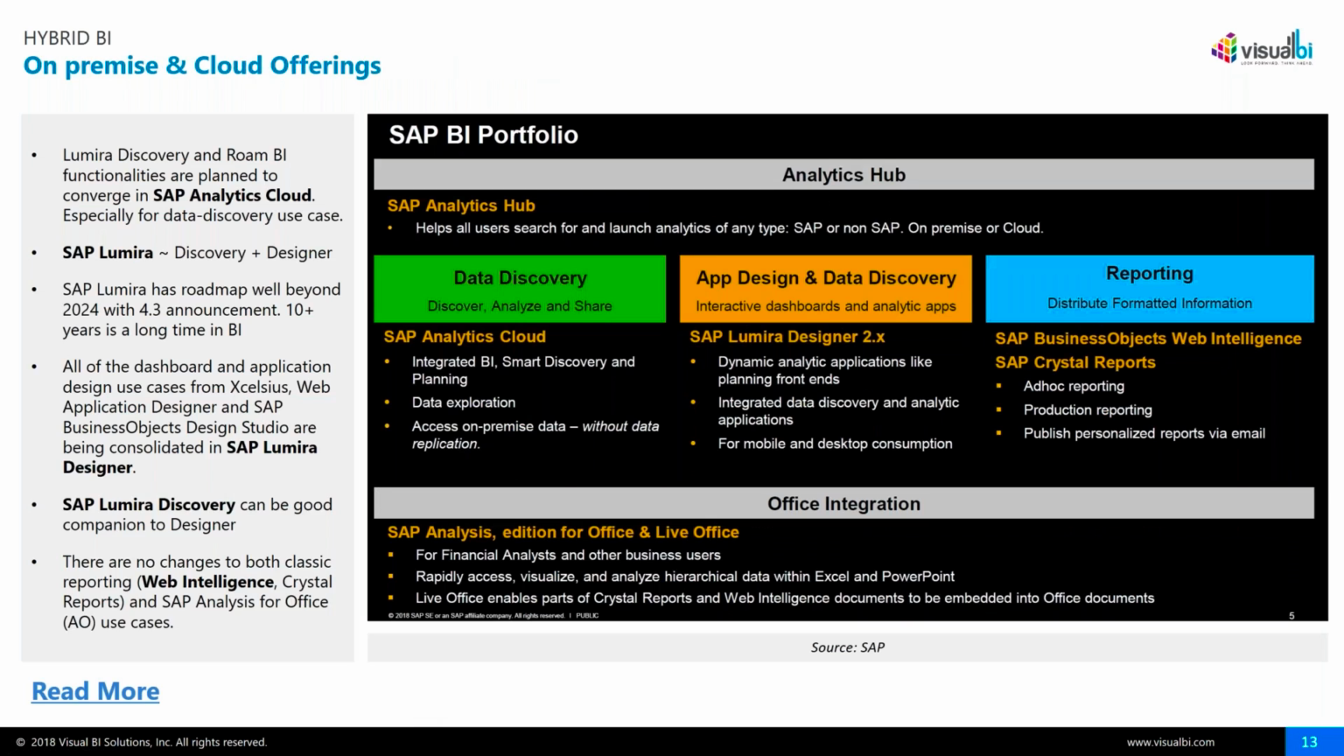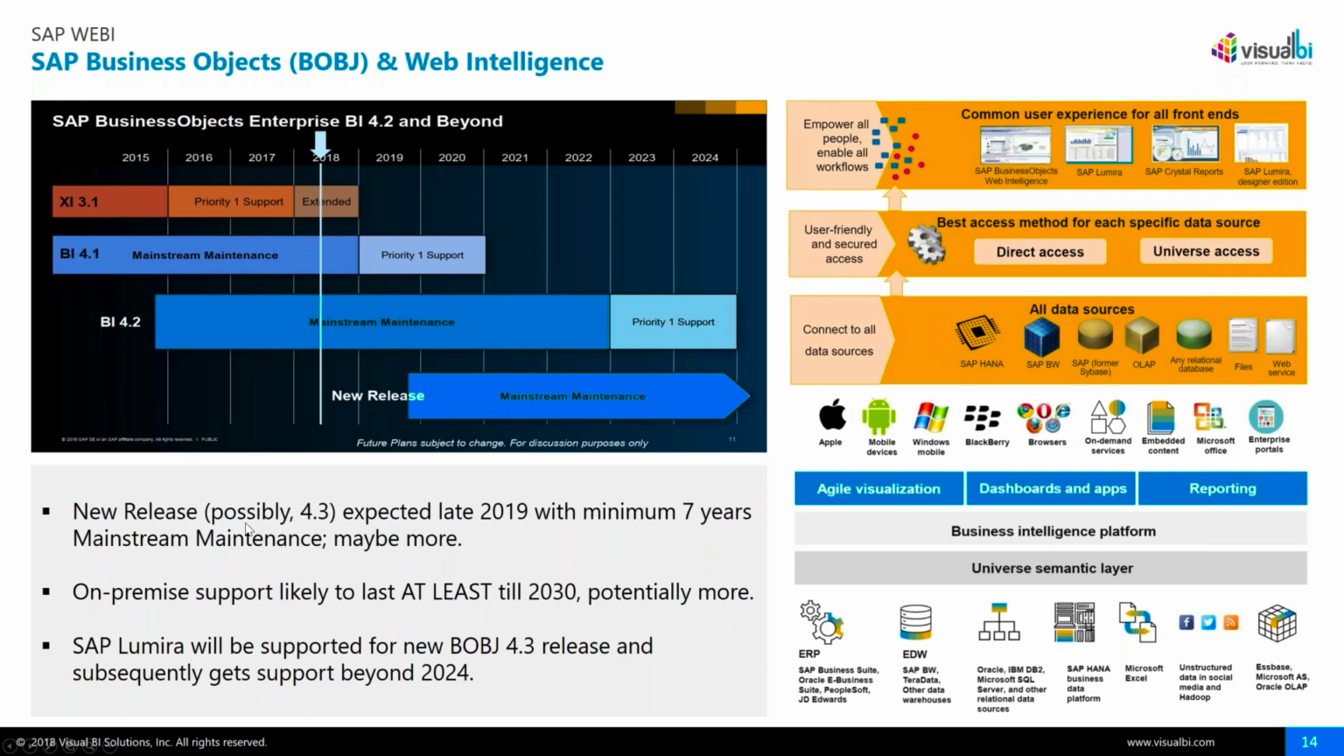This is SAP's latest BI portfolio slide, and it again reinforces that data discovery use cases will be primarily serviced through Analytics Cloud. App design and data discovery for on-premise customers will be serviced through Lumira Designer, and reporting will be serviced through Webi and Crystal Reports. Analysis for Office is there for your Microsoft Office integration. And Analytics Hub is there to integrate both your on-premise and cloud SAP systems and multiple BI tools into one.